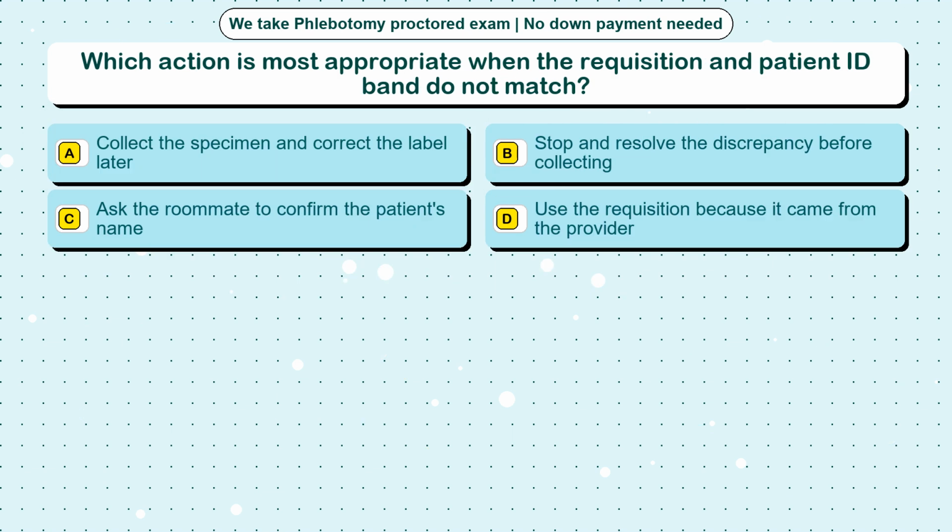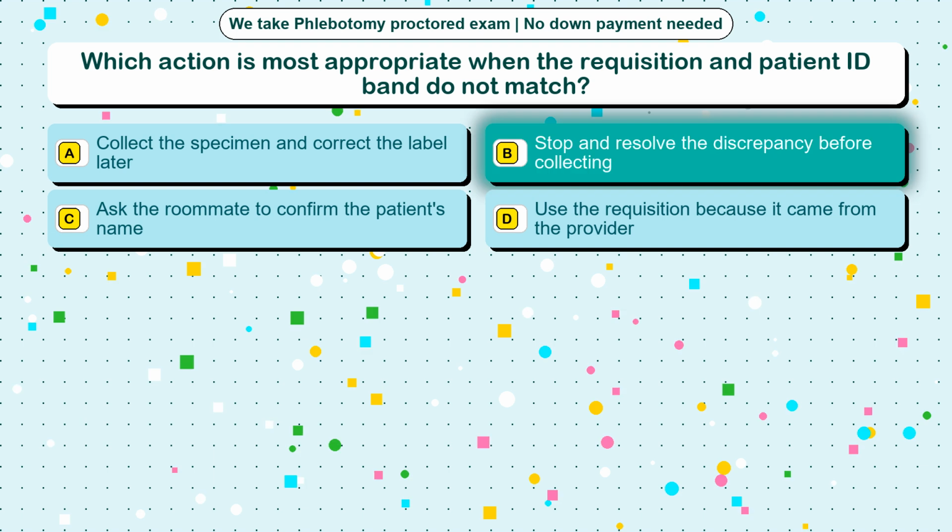Question 27. Which action is most appropriate when the requisition and patient ID band do not match? Option A. Collect the specimen and correct the label later. Option B. Stop and resolve the discrepancy before collecting. Option C. Ask the roommate to confirm the patient's name. Option D. Use the requisition because it came from the provider.